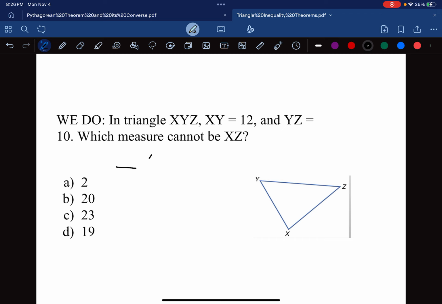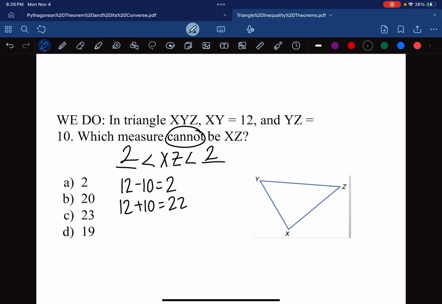So again, we're setting up a range, and I'm still looking for cannot. So 12 minus 10, which is 2, and 12 plus 10, which is 22. So 2 and 22. So the ones that would work here that are in between are 20 and 19. 23 and 2 are not. The reason 22 is not part of it is because this symbol does not have an equal sign. It is not less than or equal to. It's just less than. So 2 and 22 are not included. So therefore it is A and C.